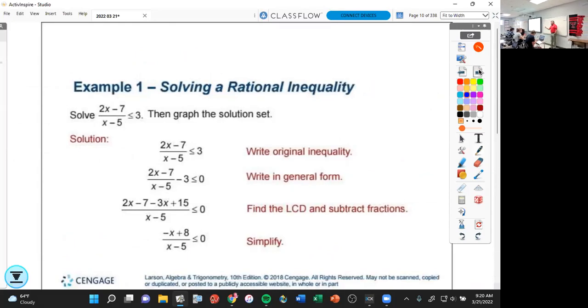How do you combine two fractions? What must be true? Common denominator. Well, the same is true here, even though 3 is not a fraction, unless you want to say it's 3 over 1. So in order to combine (2x - 7)/(x - 5) minus 3, I've got to find a common denominator. What is my common denominator? There's only one, so it better be the common denominator. x - 5 is the common denominator. Okay? 3 does not have an x - 5 in the denominator. How do I make it have one?